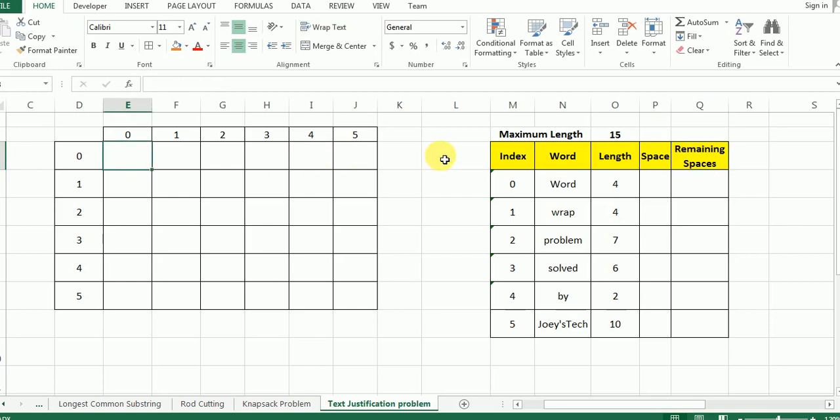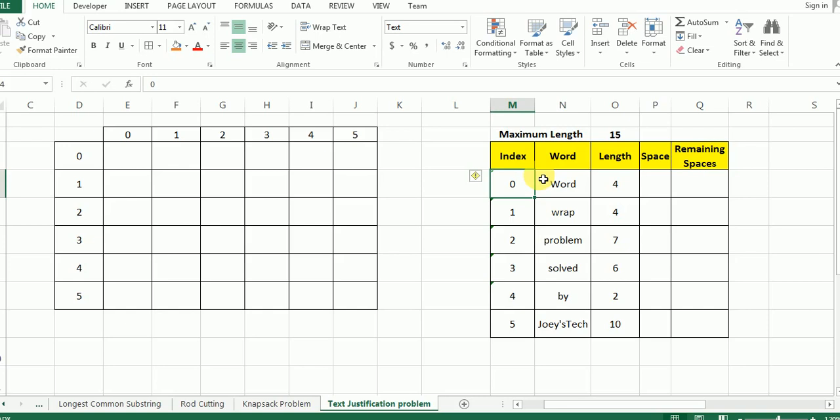So let's start from this cell. Let's start by filling this matrix. As you can see, the rows of this matrix are also the words given to us, and the columns of this matrix are also the words given to us. Okay, so we are going to start from this cell. So 0, 0, that means we have the word at index 0 in the first line. That means only the word at index 0 we have to place at line 1, and let's calculate the cost of it.